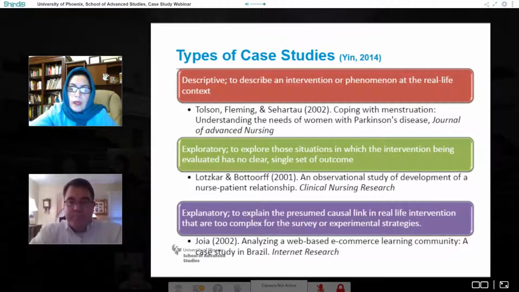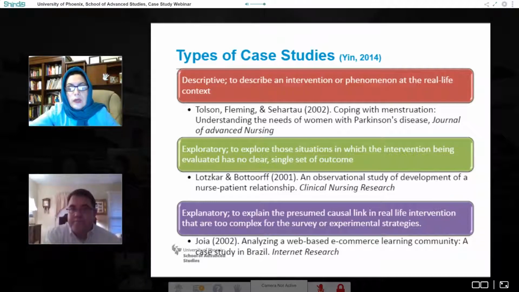And so one example is the study related to observation of development of a nurse-patient relationship. In this study, the researchers simply tried to explore the nurse and patient relationship. The nurses use some sort of treatment and intervention, and basically these researchers wanted to know how the relationship changed or was influenced by the treatment of the nurse. So that's one example related to exploratory.